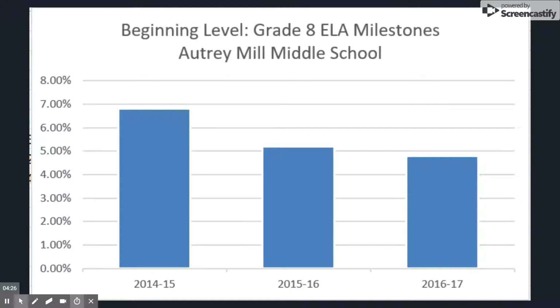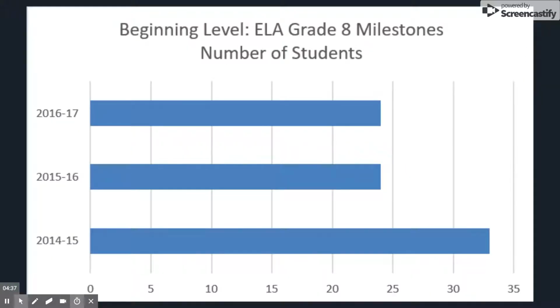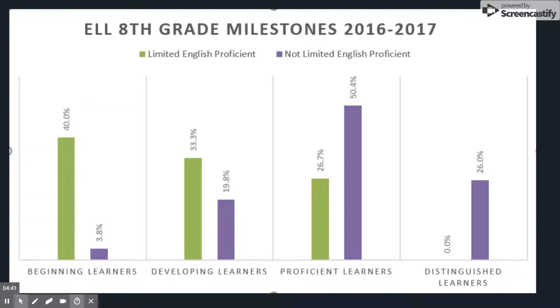But we do have students scoring at the beginning level. 7% of our students scored at the beginning level in 2014-15. That number has decreased over the last few years. That number specifically is around 2 to 4% in the last 2 years. But if we break it down into these subgroups that I mentioned earlier, our language learners are scoring at a much lower percentage rate at the proficiency level, and we have no one scoring at the distinguished level.